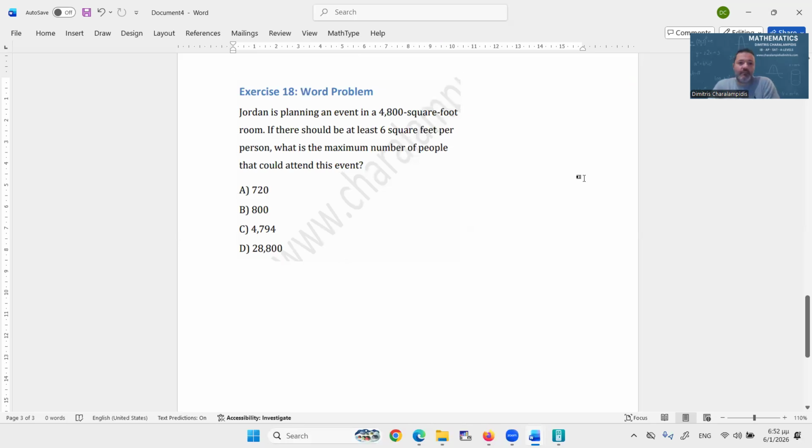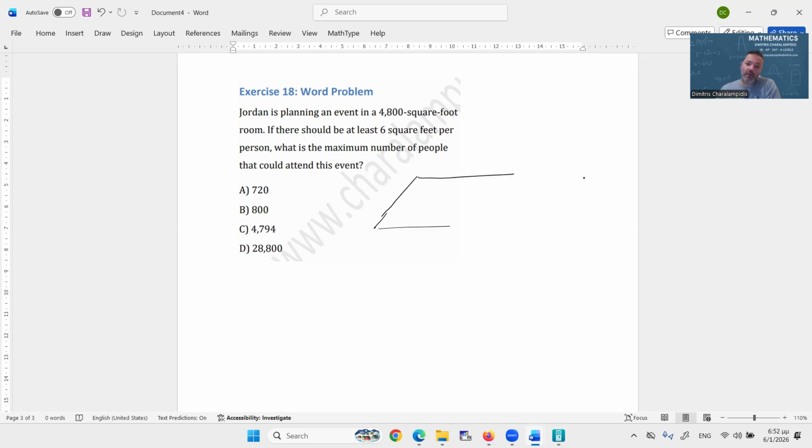Exercise 18. It's a word problem. Jordan is planning an event in a 4,800 square foot room. If there should be at least 6 square feet per person, what is the maximum number of people that could attend this event? Okay, so let's visualize it, although I'm not sure if we actually need to visualize that.